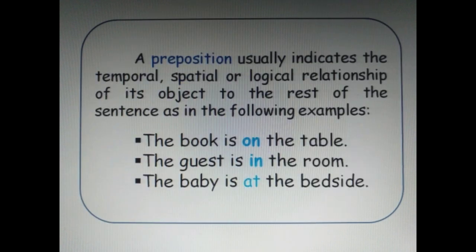A preposition usually indicates the temporal, spatial, or logical relationship of its object to the rest of the sentence, as in the following examples. 1. The book is on the table. On is the preposition. Next, the guest is in the room. In is the preposition. And the last one is the baby is at the bedside. At is the preposition that we used.